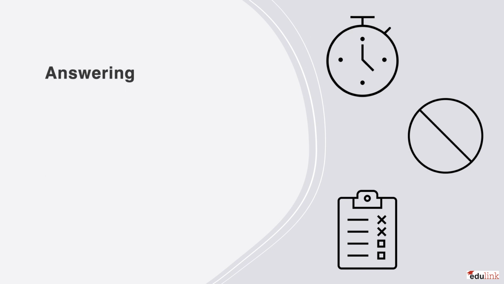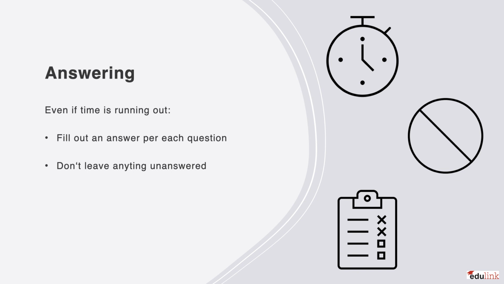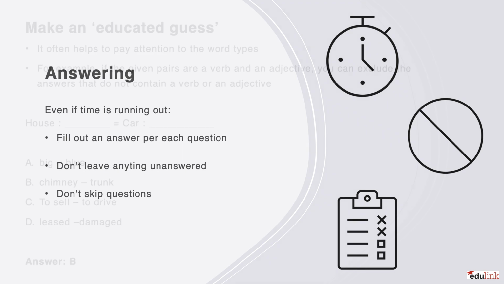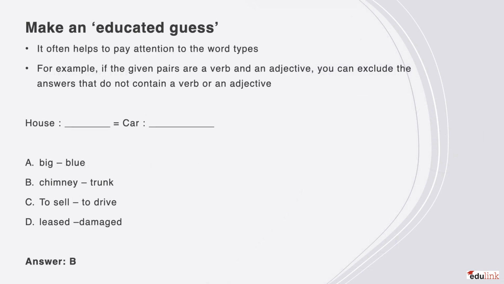As for answering questions, even if the time is running out, make sure to fill out an answer per each question. Don't leave anything unanswered, and don't skip questions. If you're in doubt or unsure which answer to select, it helps to make an educated guess. Here, we advise you to pay attention to word types. So for example, if the given pairs are a verb and an adjective, you can exclude the answers that do not also contain a verb or an adjective.